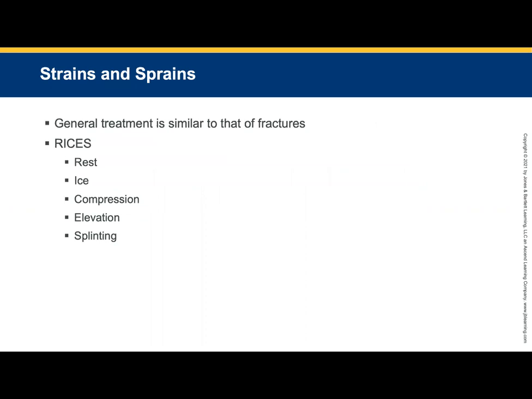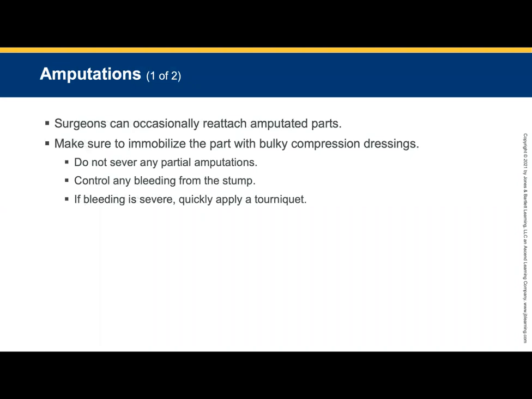Here's your RICE. This is the rest, ice, compression, evaluation, and splinting. Elevation, get it above the heart to help reduce swelling. So amputations is next, and then we'll talk about compartment syndrome, and that'll be it for you guys.